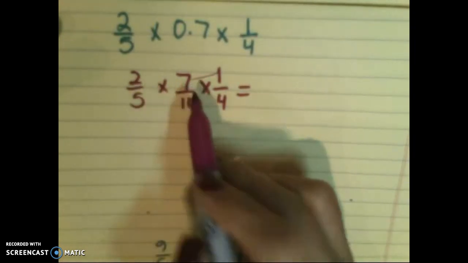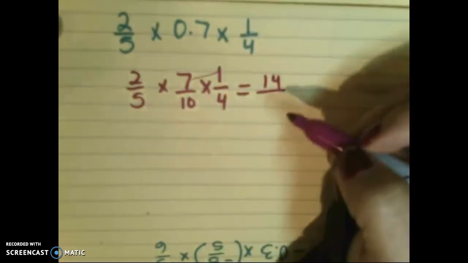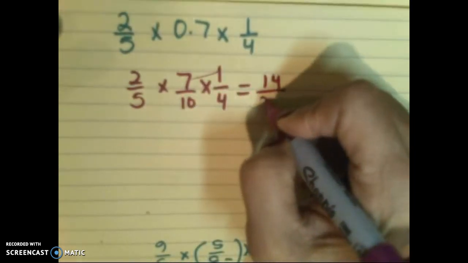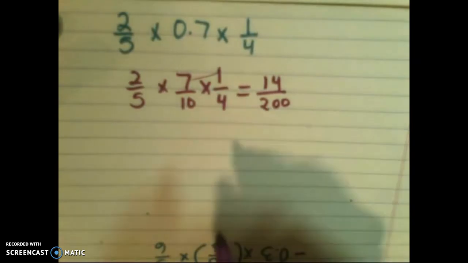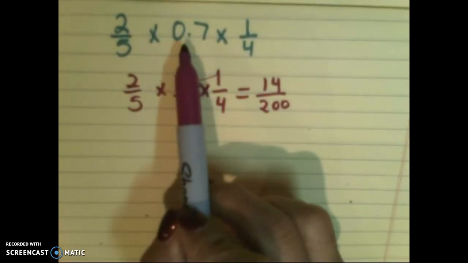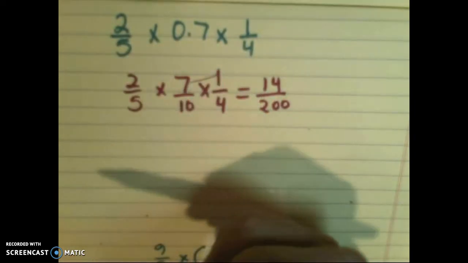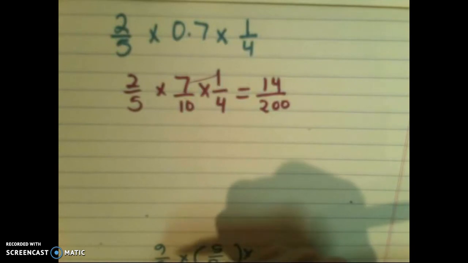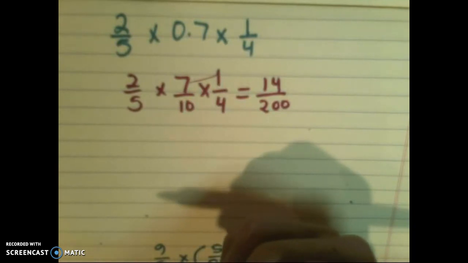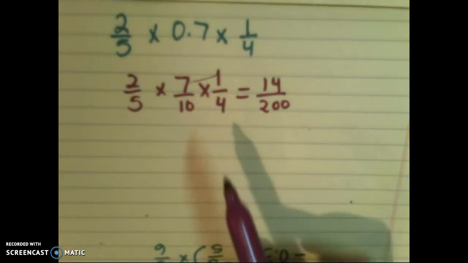2 times 7 is 14, times 1 is 14. 5 times 10 is 50, times 4 is 200. And then you would simplify as usual. So it's a lot easier to change this decimal into a fraction and just multiply across in this kind of problem. Again, we're trying to work smarter, not harder, and just be a little more efficient. Have an open mind of how you're going to approach this problem. You don't always have to work from left to right when it comes to multiplication.